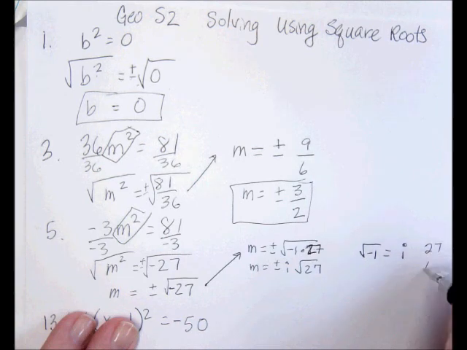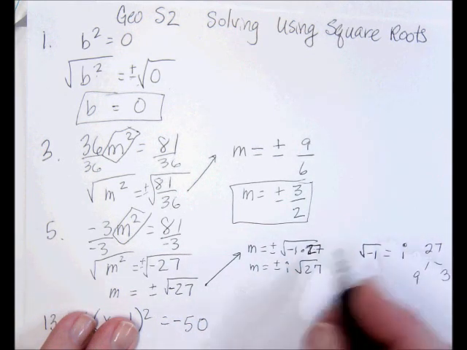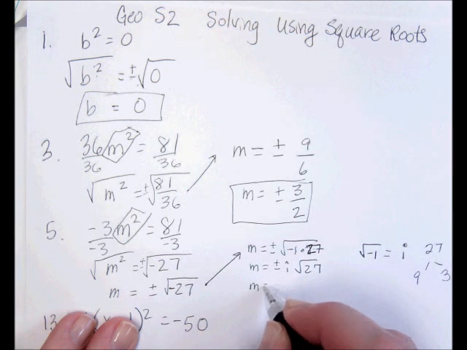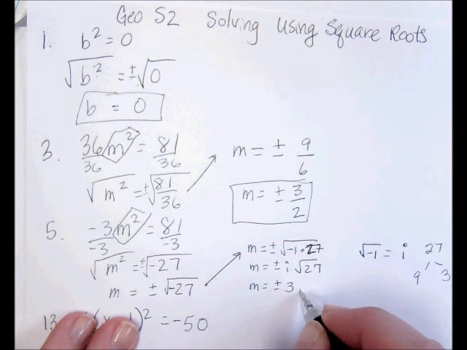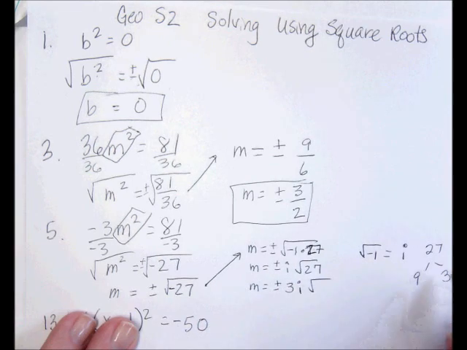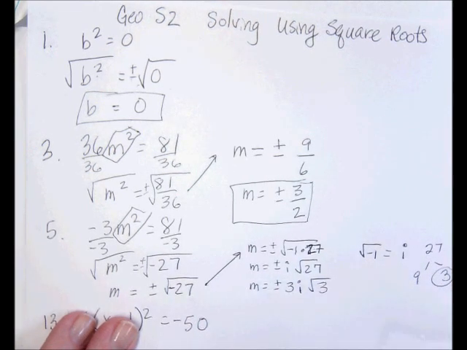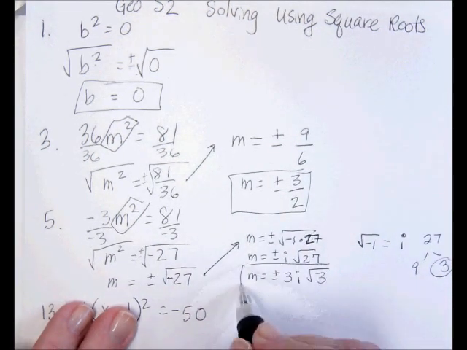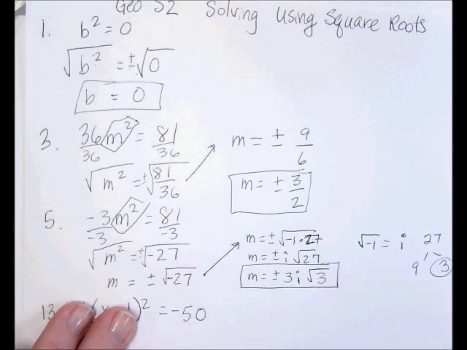So I go over here to the side and I can break 27 into 9 and 3. And I know the square root of 9 is 3, so I have m is equal to plus or minus 3i. And what's left underneath is just that 3. So this would be my final answer.